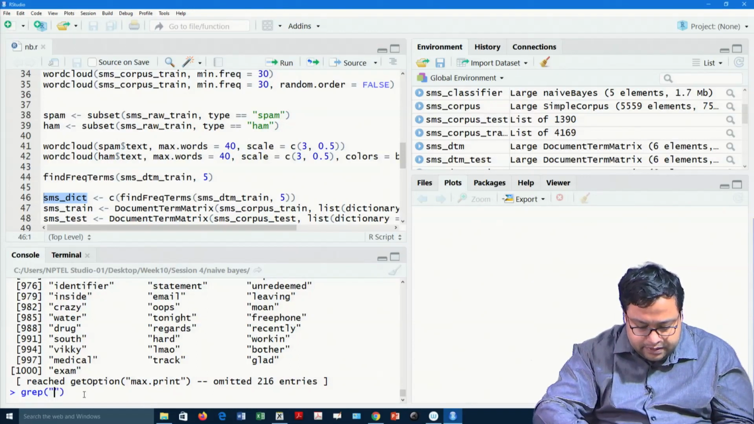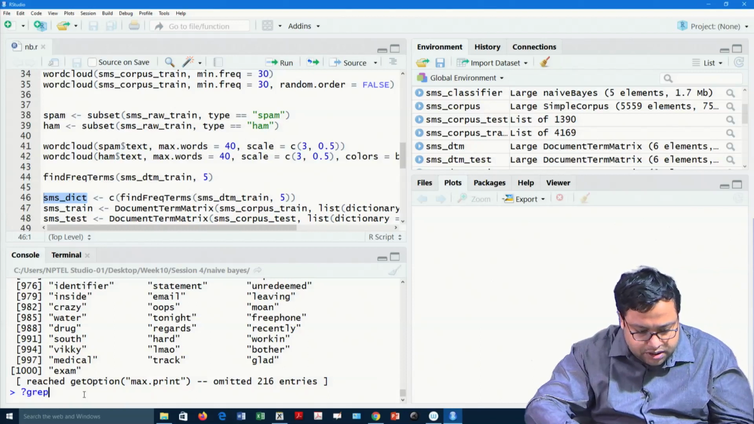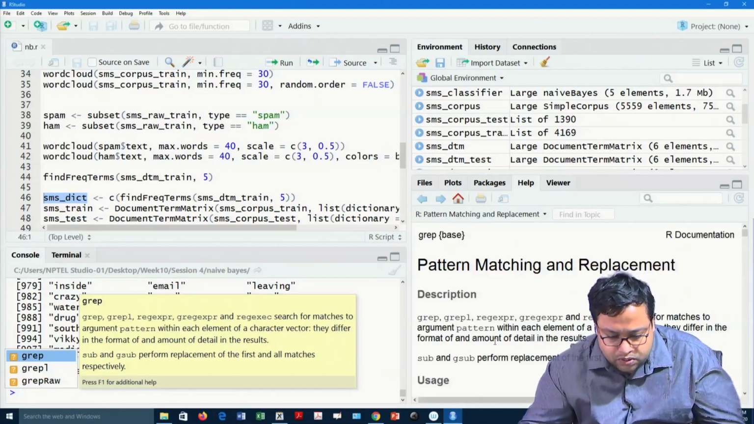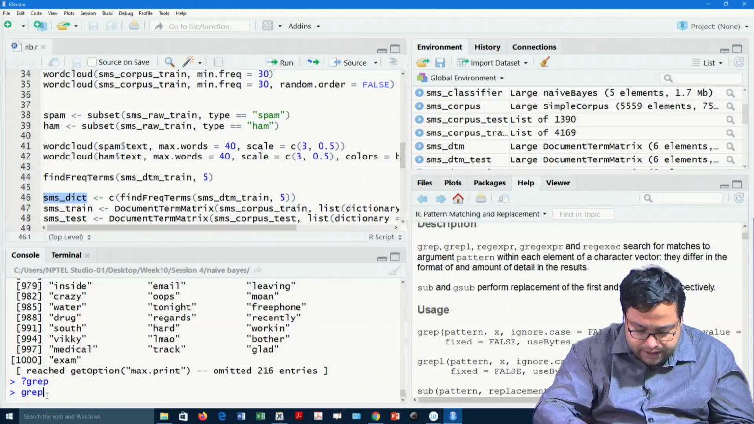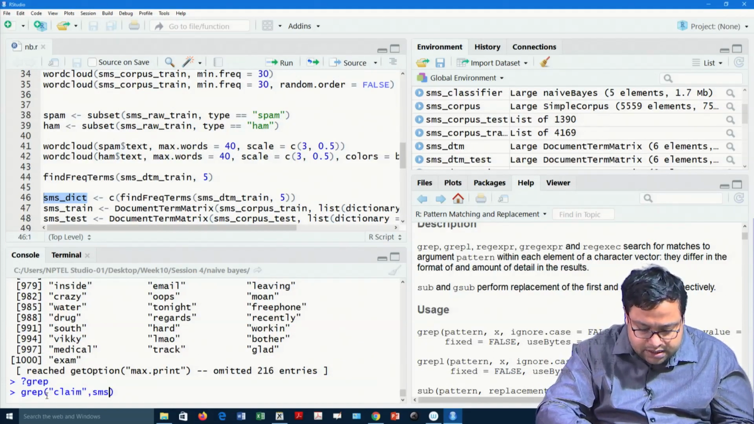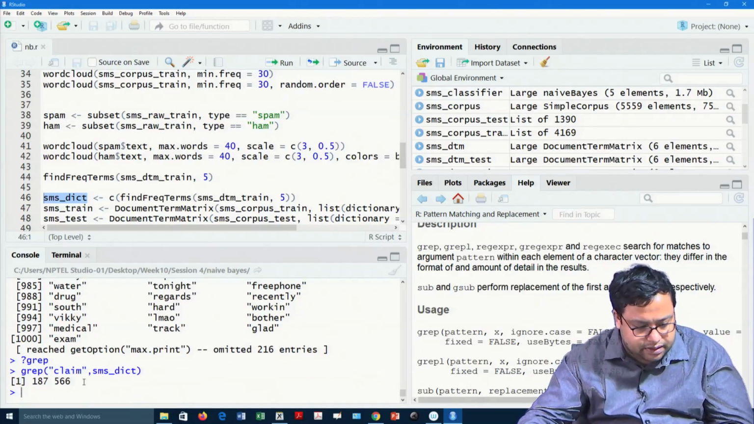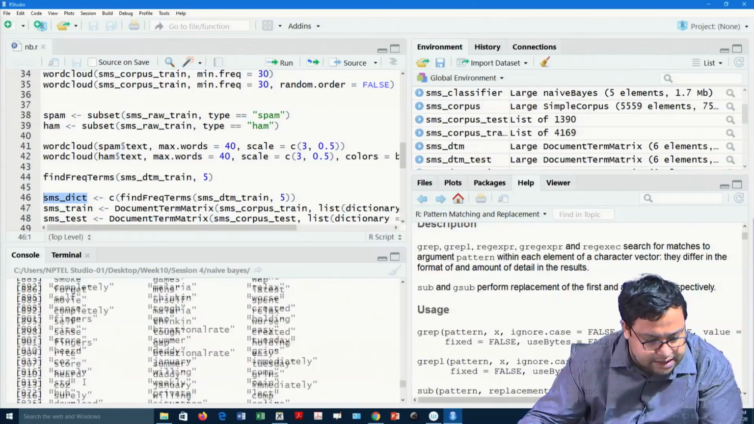the GREP function is written like this, GREP. The help will tell me: pattern and then x. Okay, so GREP, the pattern is claim, and what I am searching is SMS underscore dict. So, it gives 187 and 566.